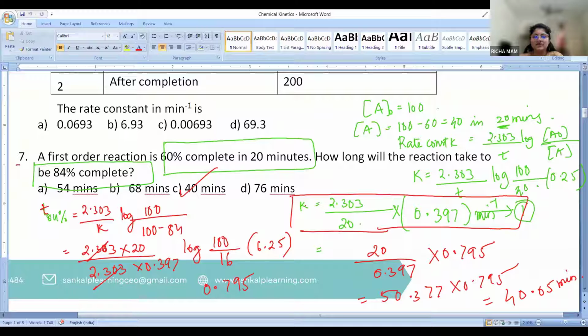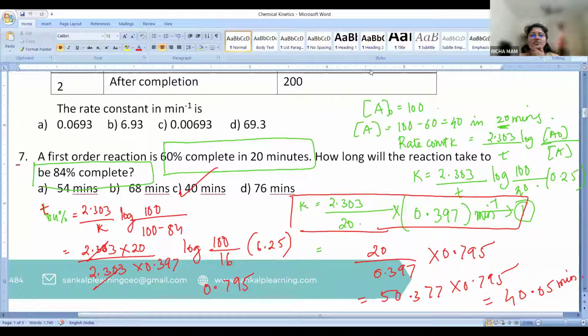For a first order reaction, they will tell you it completes 84%, and ask how much time it will take. These types of questions are very important. So I hope this is clear. Should I explain it once more? Yes, Lubna has got it as 40. Should I explain it once more?